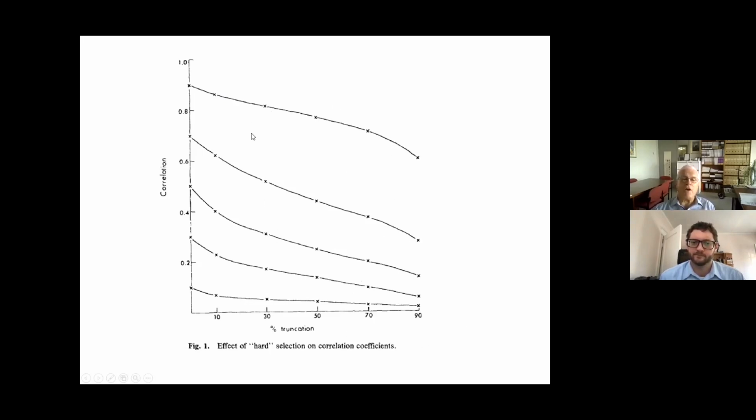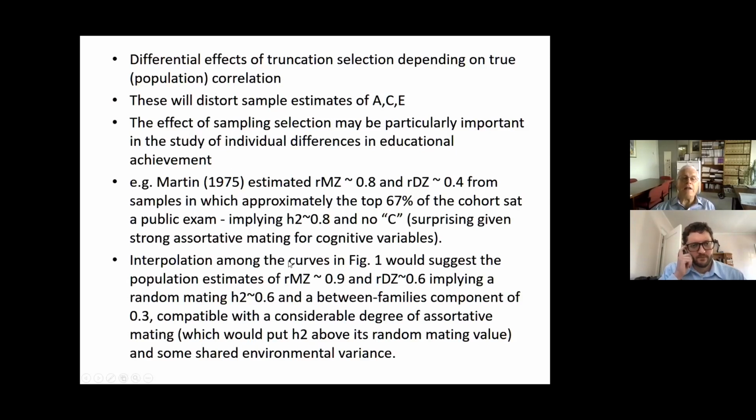And in fact, this is very much similar. This is very much the case I had in my own study. From my own study, we were just on the raw data estimating MZ and DZ correlations of 0.8 and 0.4, which were consistent with a heritability about 0.8 and no shared environment, which was very surprising given that we know that there's strong assortative mating for cognitive variables.